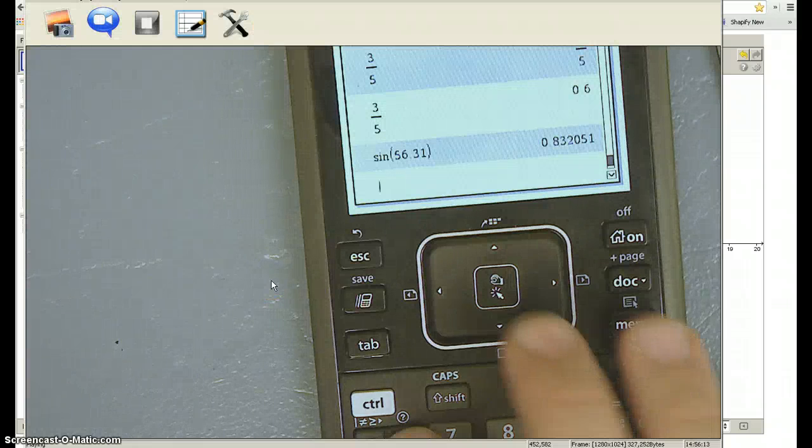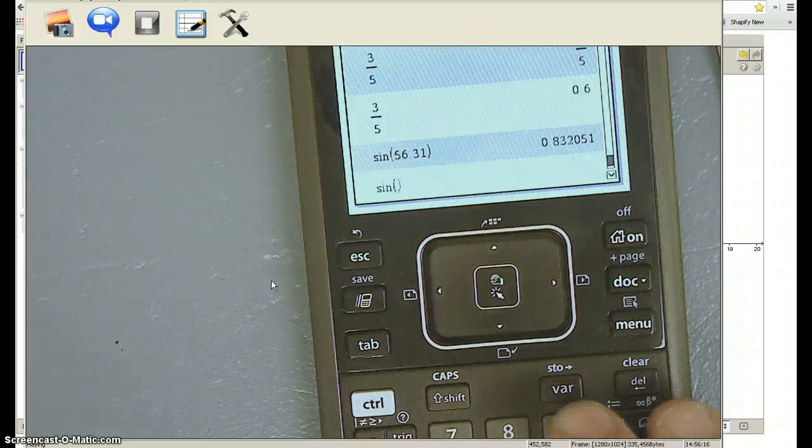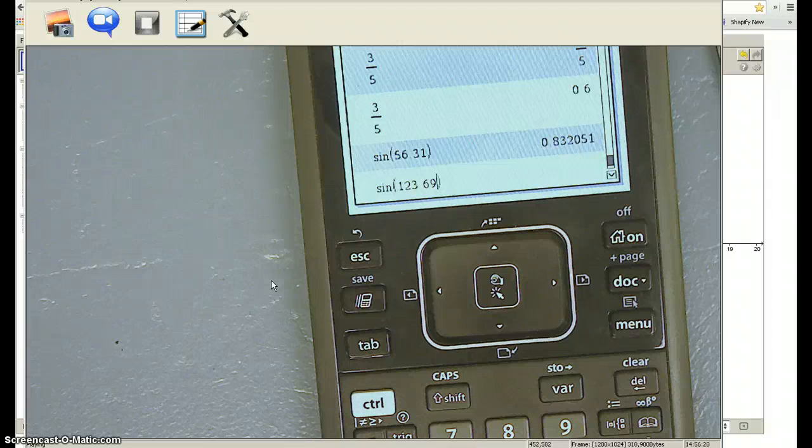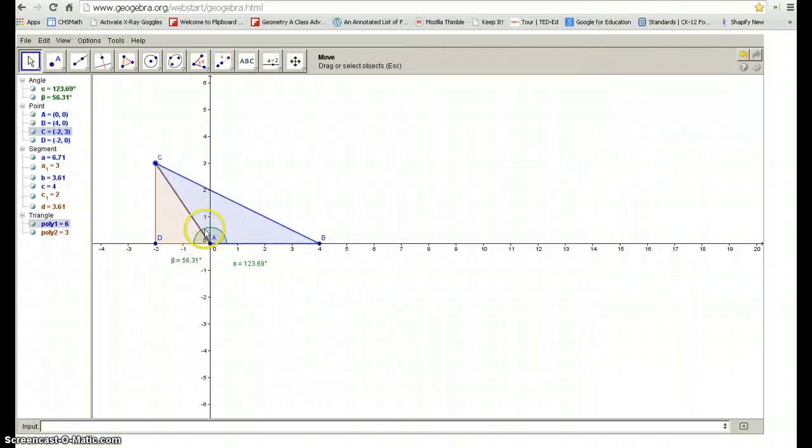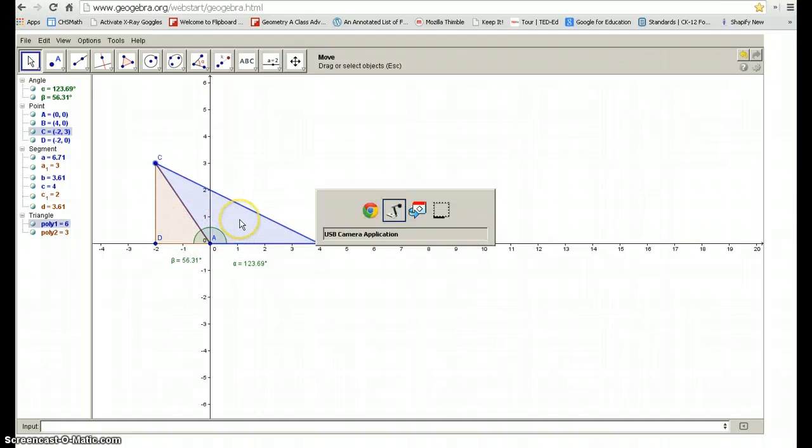How about the sine of a 123.69 degree angle? And we have exactly the same sine. So they share a sine. Well, let's think about this some more. Would they share a cosine? So let's try the cosine.